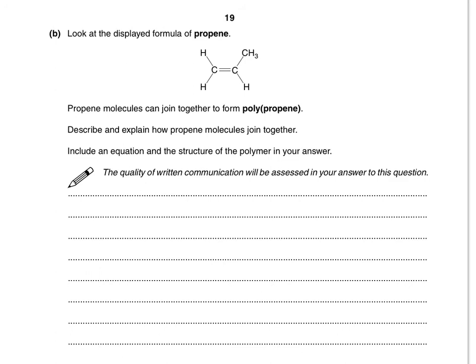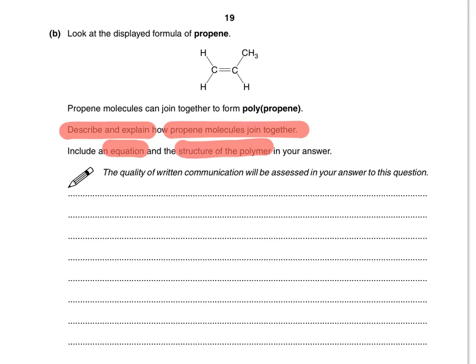So look at the displayed formula for propene. Propene molecules can join together to form polypropene. Describe and explain how propene molecules join together, include an equation and the structure of the polymer in your answer. Okay, so there's a couple of different parts to it. We need to describe and explain how propene molecules join together, but we need to include an equation and the structure of the polymer. So take a minute, write down some notes, and we'll look at the mark scheme in a sec. So pause me now.